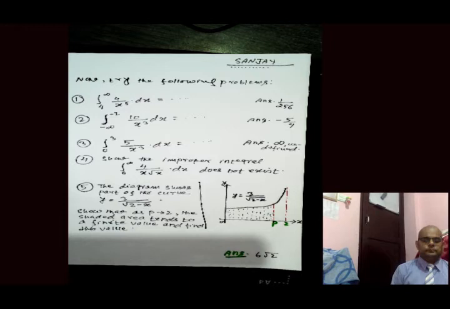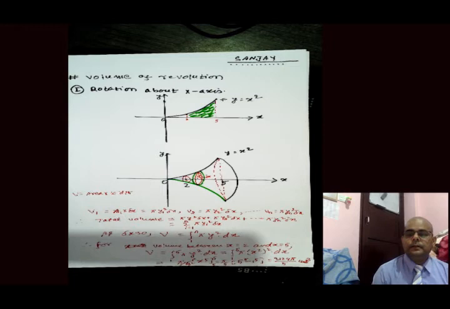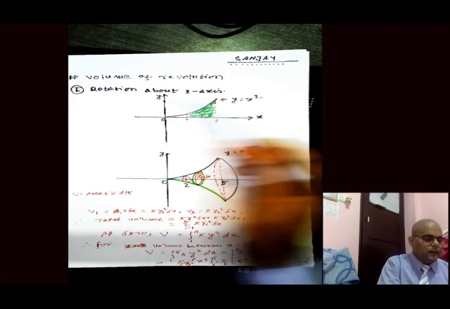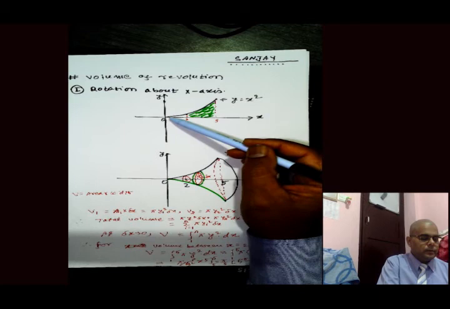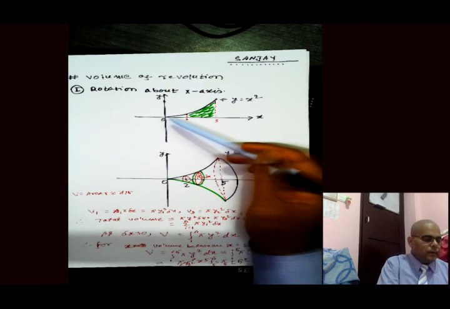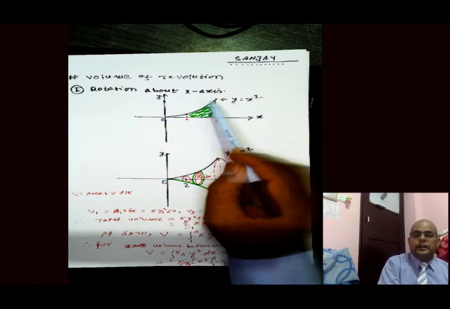Let's now discuss how to find the volume of a shape by using the definite integration method in calculus. So the topic is volume of revolution. That means while finding the volume of revolution, we have two possibilities: we can rotate the curve about the x-axis, and also we can rotate it about the y-axis. So first we discuss rotation of the curve about the x-axis.